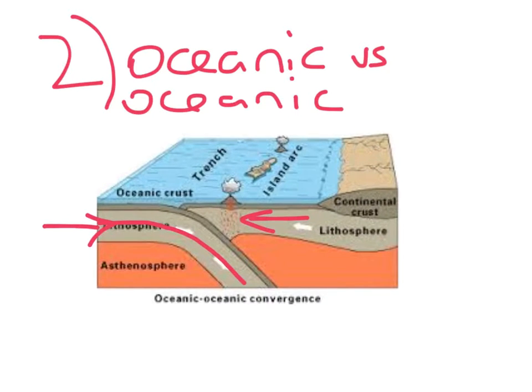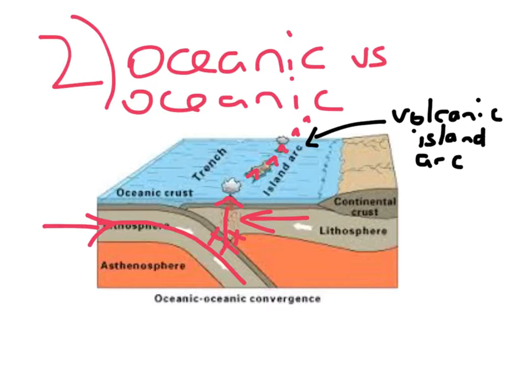You have a melting, an upwelling of magma, and then that forms a little bit of a mountain range. However, this mountain is underneath the ocean, so it looks like an island. And what happens is you end up with a whole lot of islands that pop up down the ocean. And they look like a bit of an arc, so we call this a volcanic island arc. So if you're looking at a map and you see a volcanic island arc, that's a pretty good indicator that you're looking at an oceanic and oceanic convergent boundary.